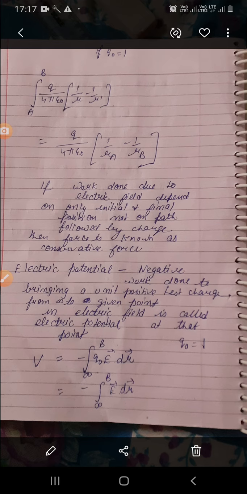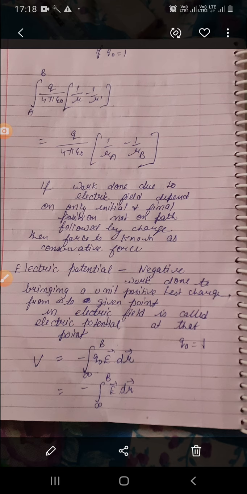Now next topic is electric potential. Negative work done to bring a unit positive test charge from infinity to a given point in an electric field is called electric potential at that point. Clear to all of you? If a charge is moving in the direction of the electric field, then work done will be positive because that work is done by the electric field. If we move the charge in the opposite direction of the electric field, then the work done is stored in the form of electric potential.